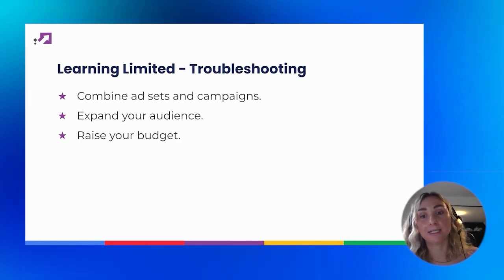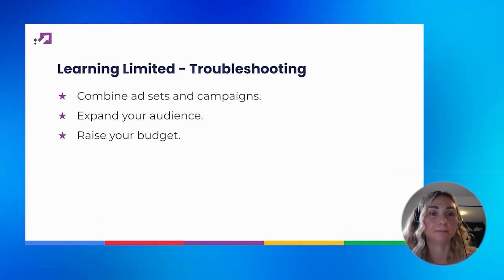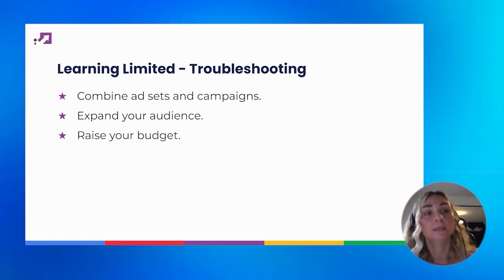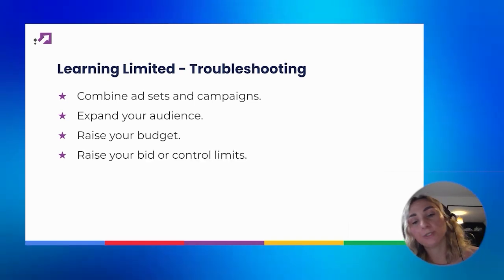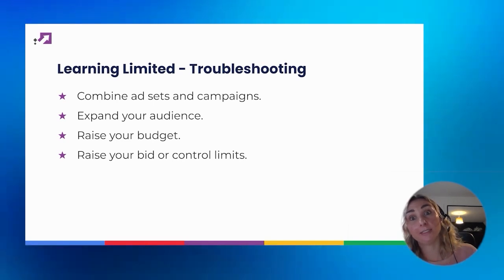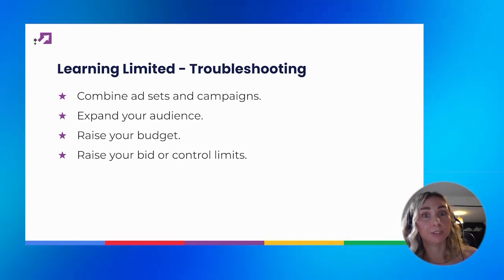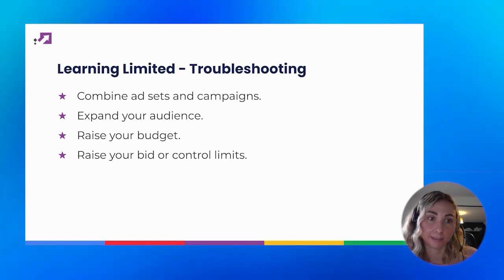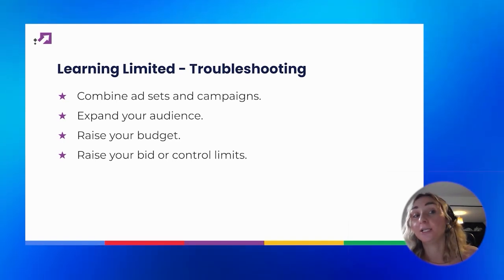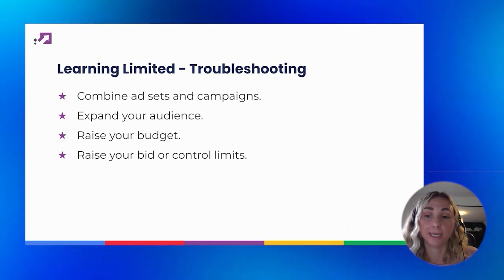Raise your budget. As I said, people go in expecting they can spend £10 on a campaign and it's going to work. It's not going to work. You need to have significant budget to be putting aside to get results here. Raise your bid or control limits. This is an interesting one, because with Meta's Advantage Plus, which is the automation side of things, they can help manage that budget for you. If you do have control limits on your campaigns, which it will advise against, you might just need to raise that bid or that limit on your campaign to get out of that phase.